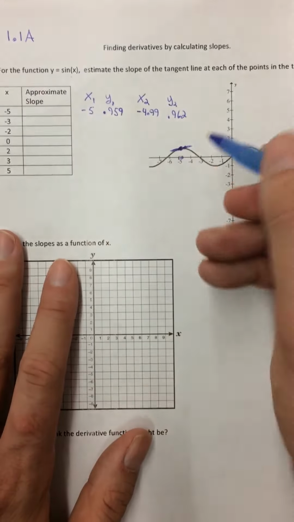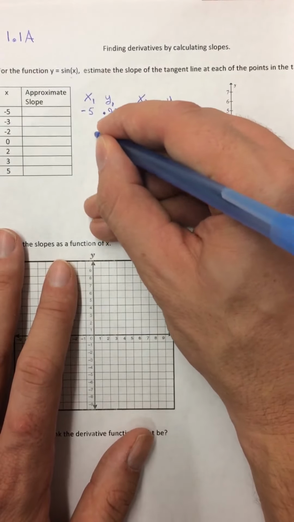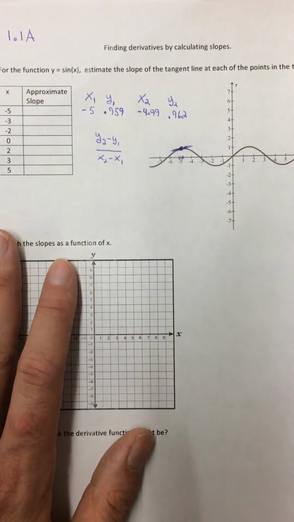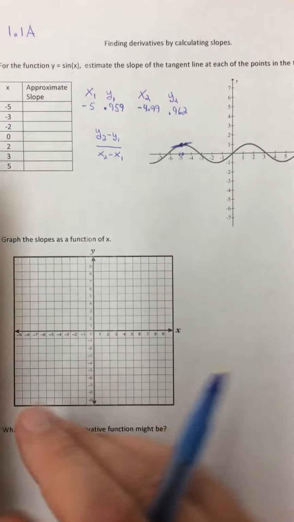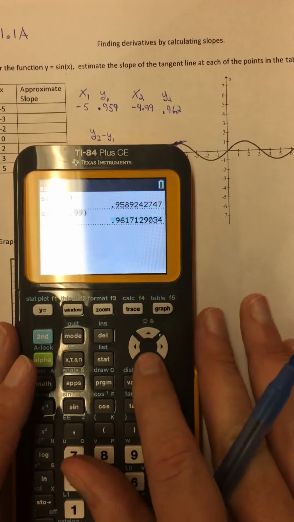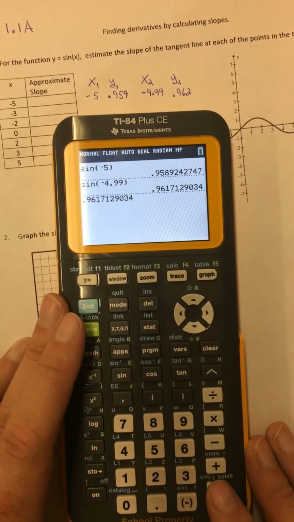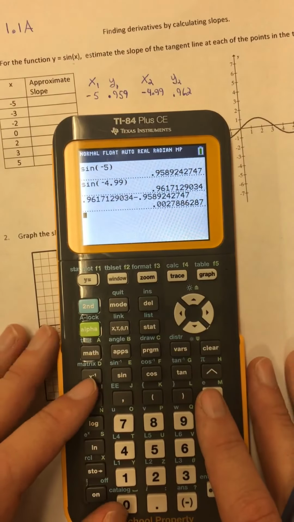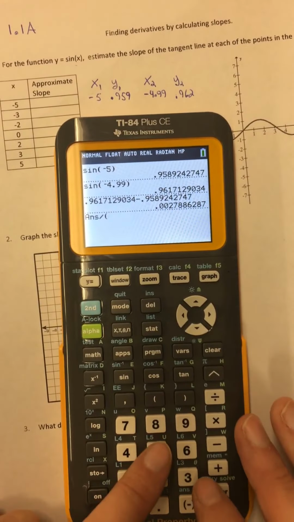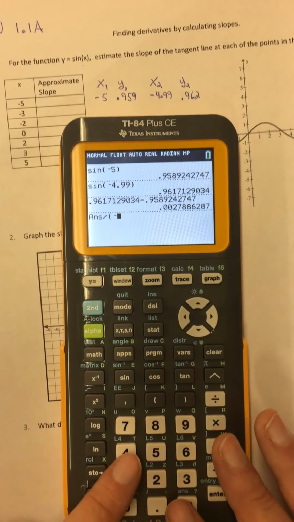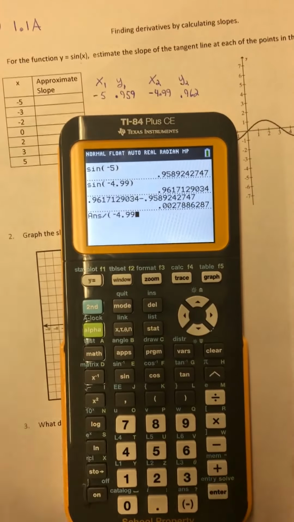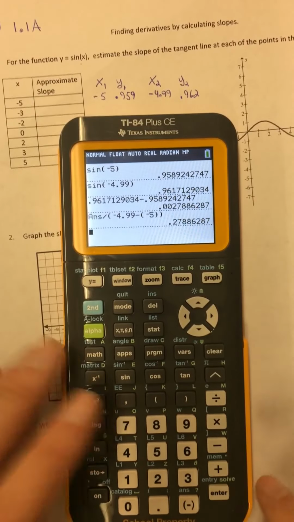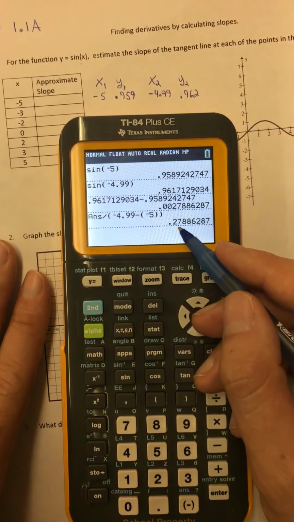Once we have these 2 points, we're going to use the slope formula. The slope formula is y2 minus y1 over x2 minus x1. It finds the slope of a linear function through 2 points. So I'm going to take the exact number for y2, by highlighting it in my calculator and pressing enter, minus the exact number for sine of -5, and divide by -4.99 minus -5. And when I do that, the answer I get is 0.2788.